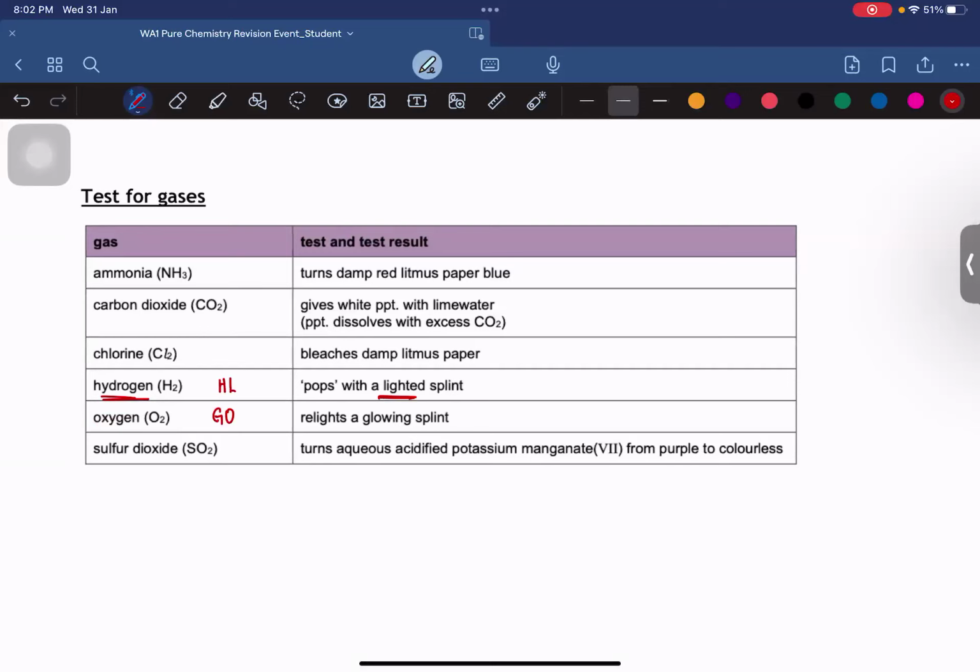Now, probably the next harder one would be sulfur dioxide, because you are not very used to sulfur dioxide in your school laboratory, only because it's a toxic gas. So it's very hard for you to test or see it in real life. But for sulfur dioxide, we use aqueous acidified potassium manganate. What's the rationale? Because sulfur dioxide is a reducing agent and aqueous acidified potassium manganate is an oxidizing agent. For those who do redox, you would know that if a redox is happening, there would be a color change. So to test for my reducing agent, I use an oxidizing agent. That's why I use acidified potassium manganate. And manganate goes from purple to colorless.